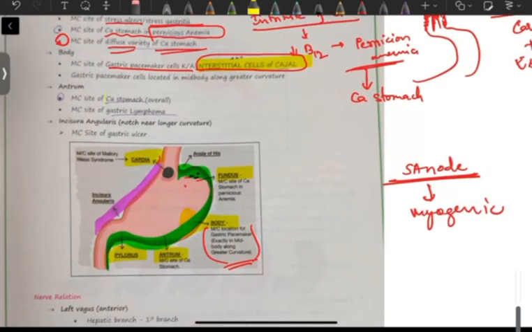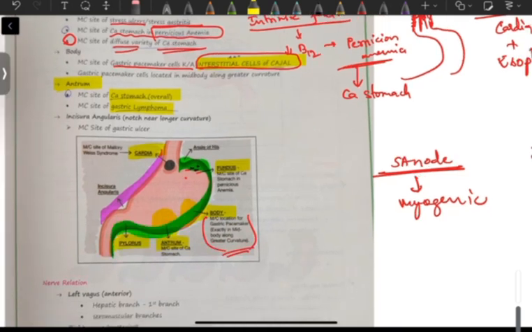It is the most common site for carcinoma of stomach overall, that is this region. Most common site for carcinoma stomach overall, and it is also the most common site for gastric lymphoma. So hence antrum is most important because we need to study about carcinoma stomach.